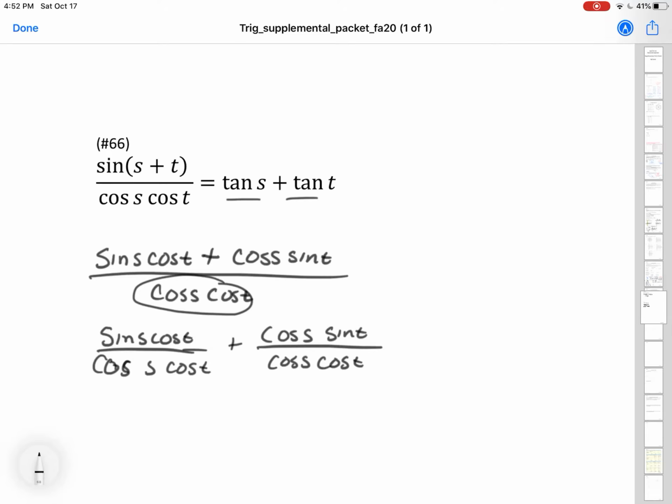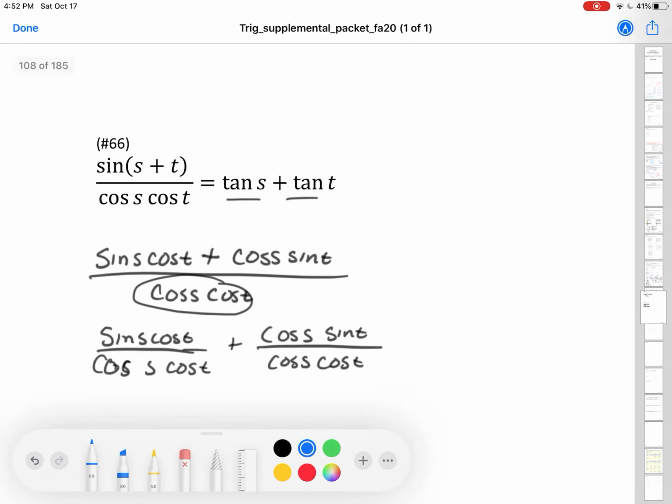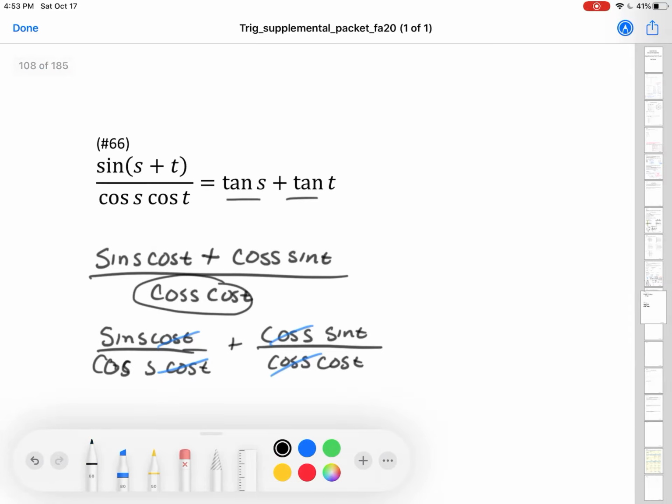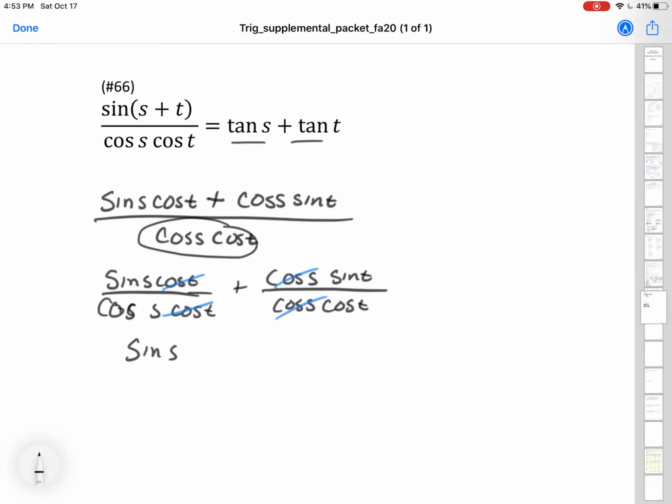Let's simplify. What goes away with the very first one? The cosine t's go away. What goes away with the second one? The cosine s's go away. Look what you're left with. You're left with sine s over cosine s plus sine t over cosine t. Sine of an angle divided by cosine of the same angle is tangent of that angle. And you are finished. You have the right hand side all done. That is what's happening in there.